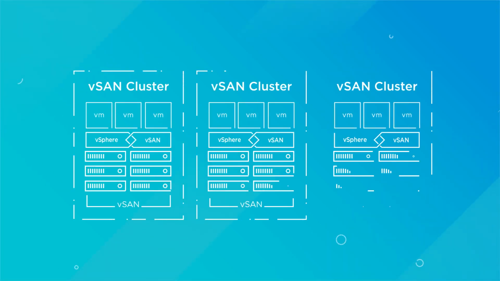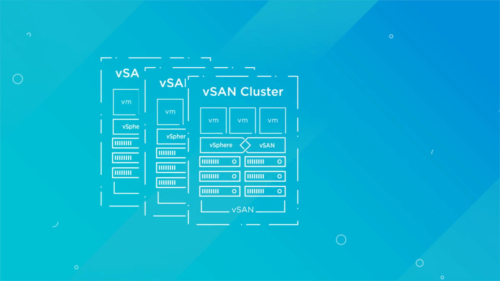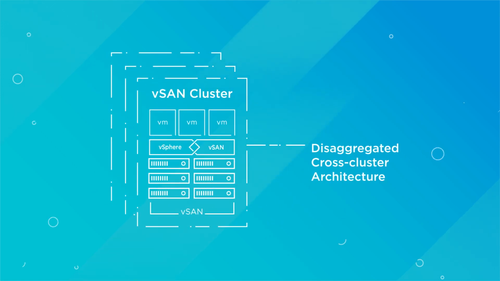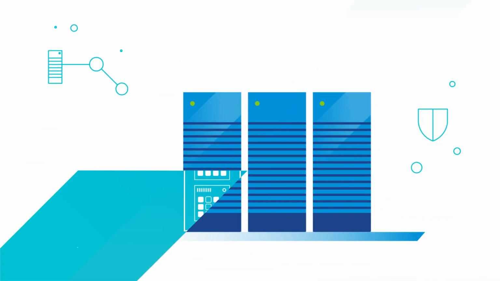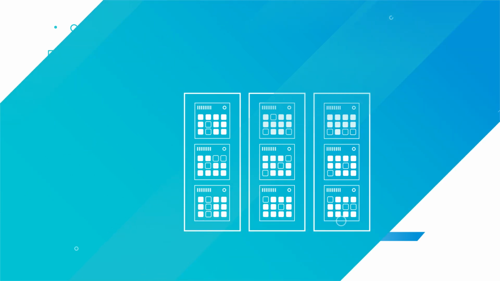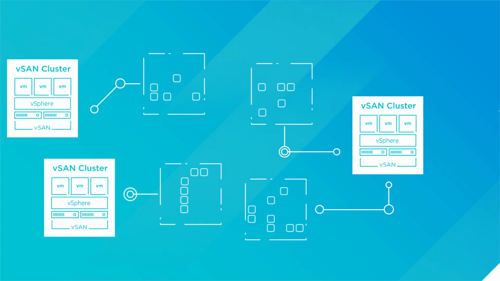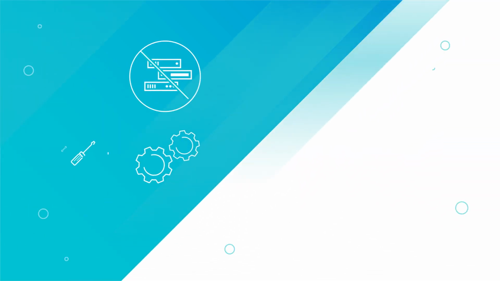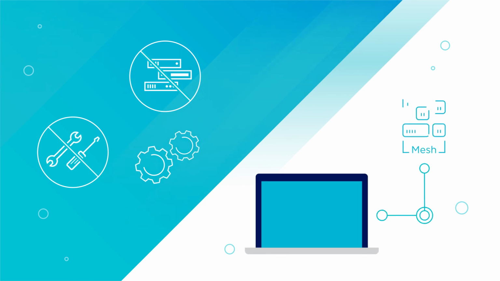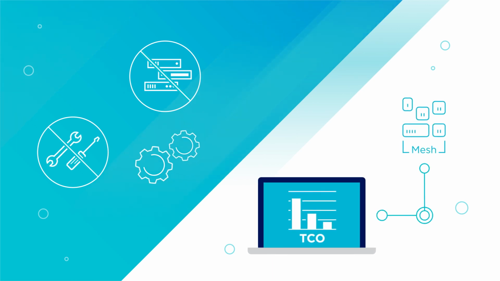HCI. This powerful feature allows multiple vSAN clusters to be used together and create a disaggregated cross-cluster architecture. The so-created mesh topology ensures the consolidation and utilization of otherwise stranded resources across your HCI clusters. Moreover, no external tools or specialized hardware are needed, resulting in lower TCO.